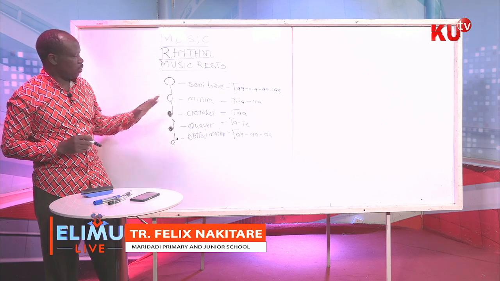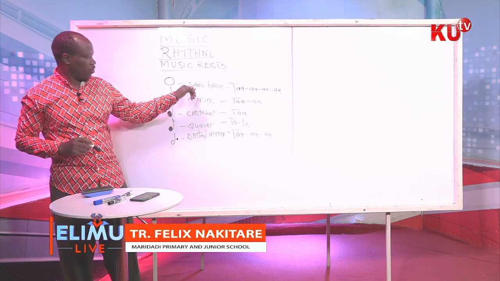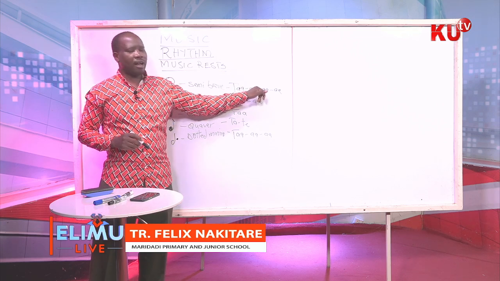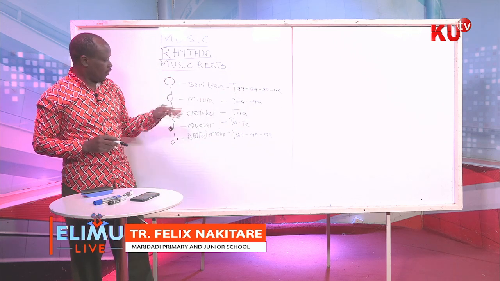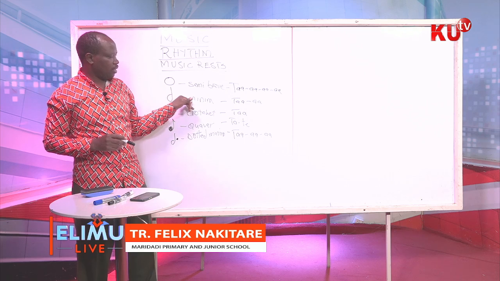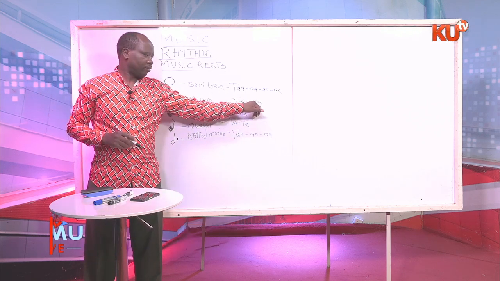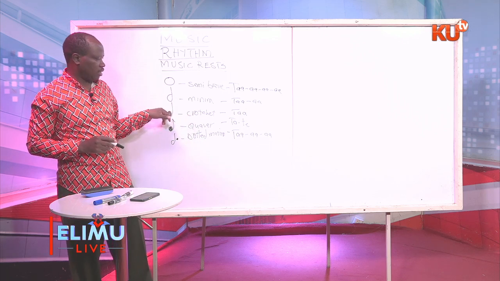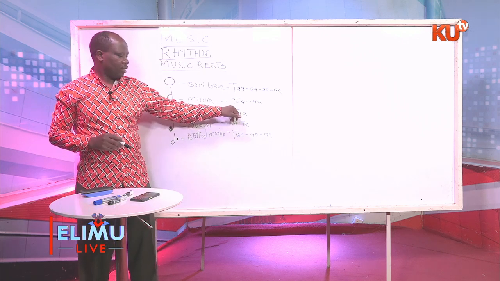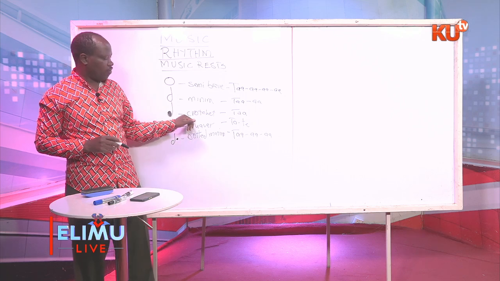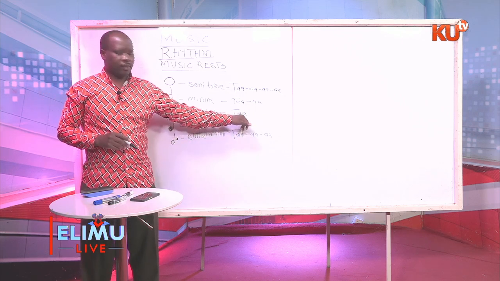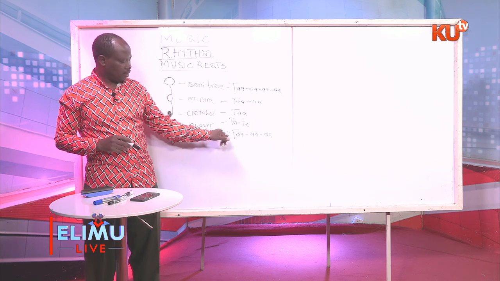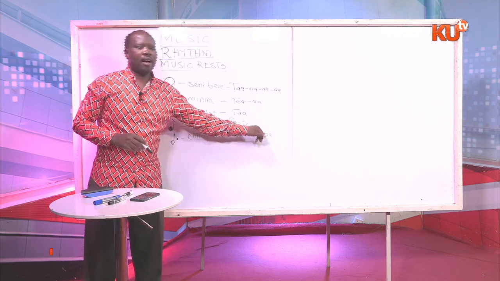As we can see on the whiteboard, the French rhythm name of the semi-breve is ta a a a. Then the French rhythm name of minim is ta a. The French rhythm name of our crotchet, whose symbol is here, is ta. Then the French rhythm name of the quaver is tate. And the French rhythm name for the dotted minim is ta a a.